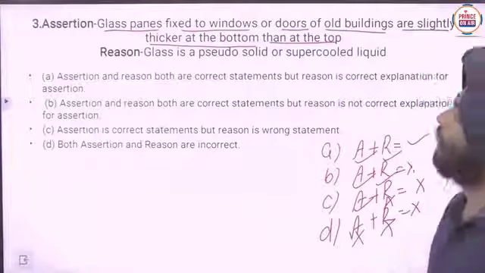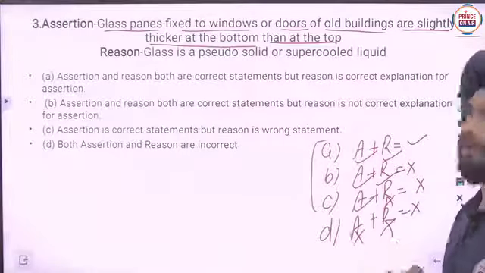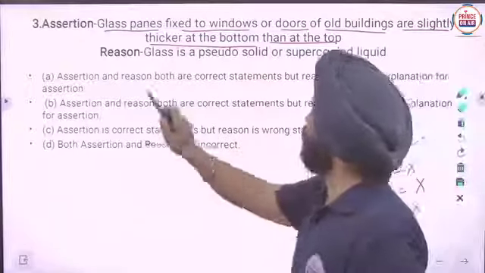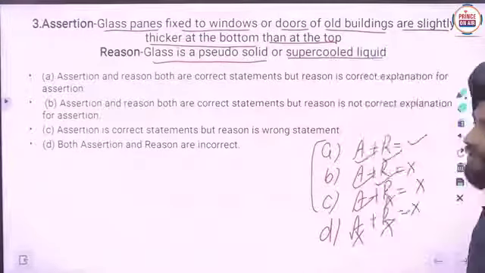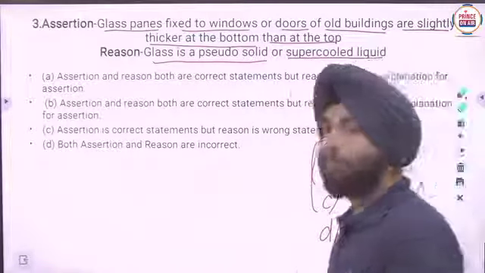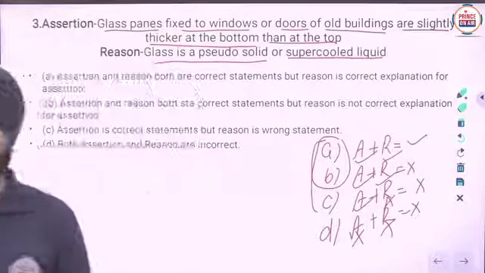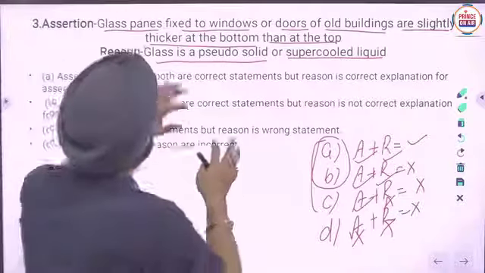Okay. Now the assertion is correct, so we are having these three options now. Reason: glass is pseudo solid and supercooled liquid. Yes, this is also correct. So now we are having two options. It may be A, it may be B. Clear? So here you can see the relation between them.